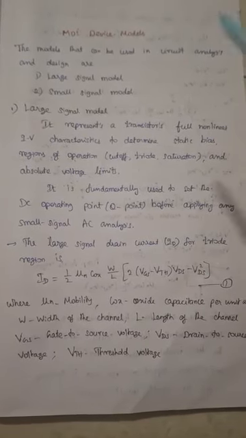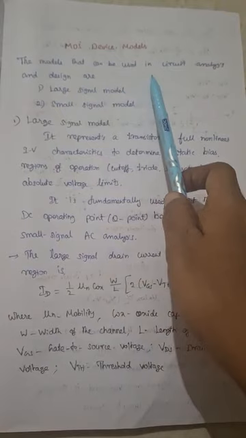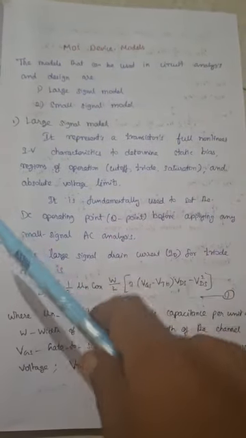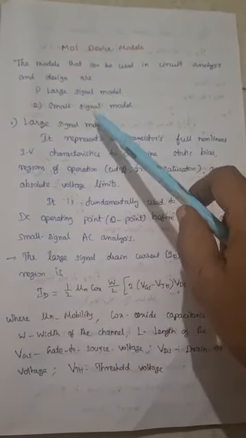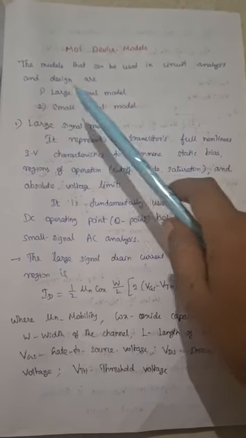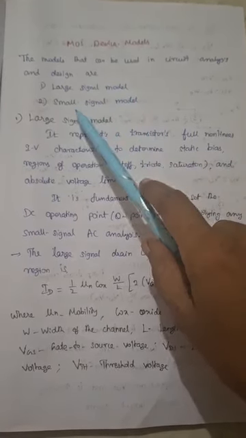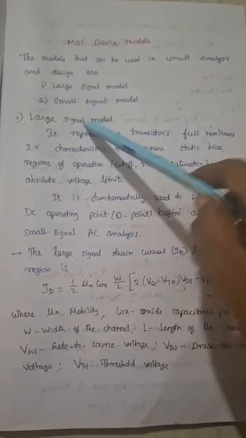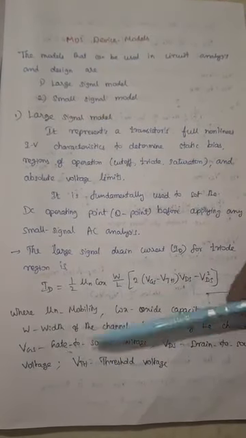Hello everyone, now we are going to see about MOS device models. There are two different types of MOS device models: one is the large signal model, the other one is the small signal model. First of all, we are going to see what the large signal model is.